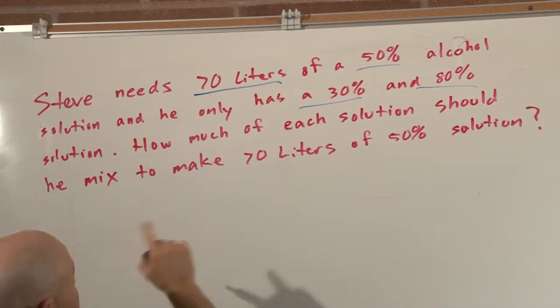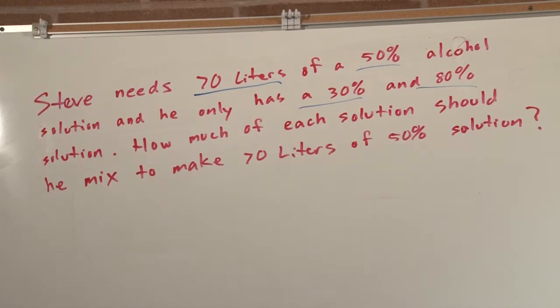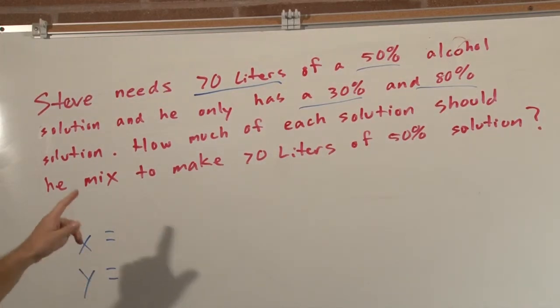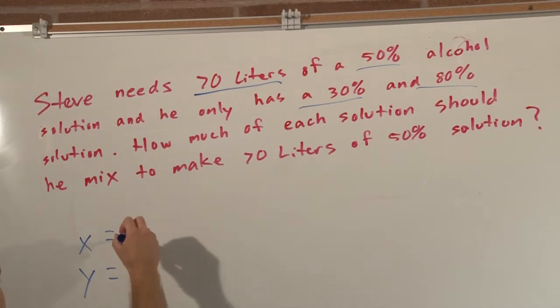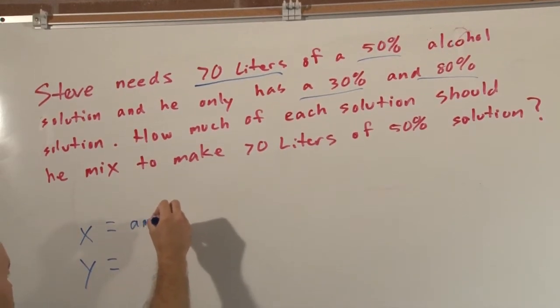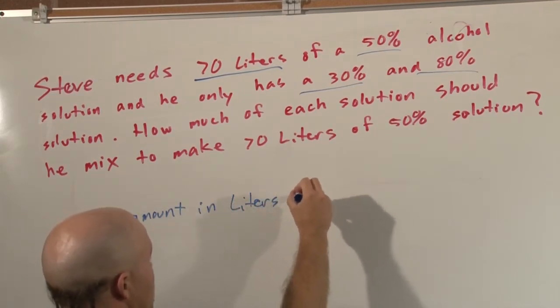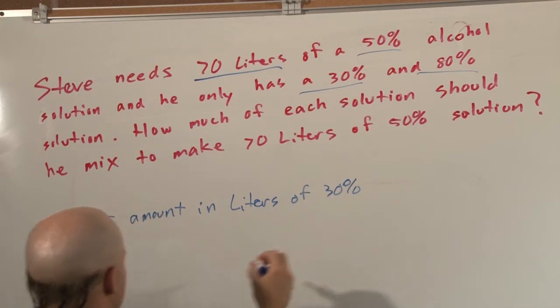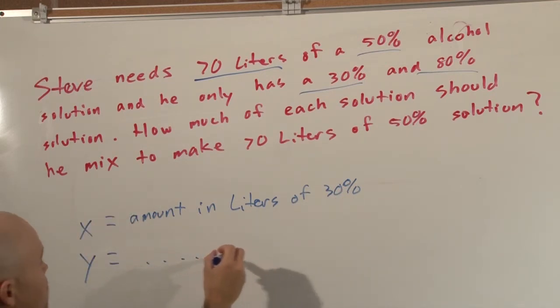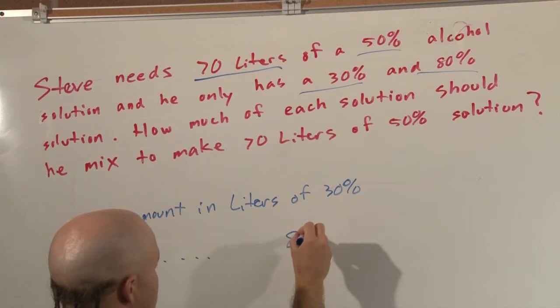that we're going to mix. And now our question is, how much of each solution? So, thinking of gathering our information, identifying our variables, right now we need to say that x and y are going to be our variables. We're going to let x represent the number of liters of this 30% stuff. So this is the amount in liters of the 30% solution, and y would be the amount in liters of the 80% stuff.